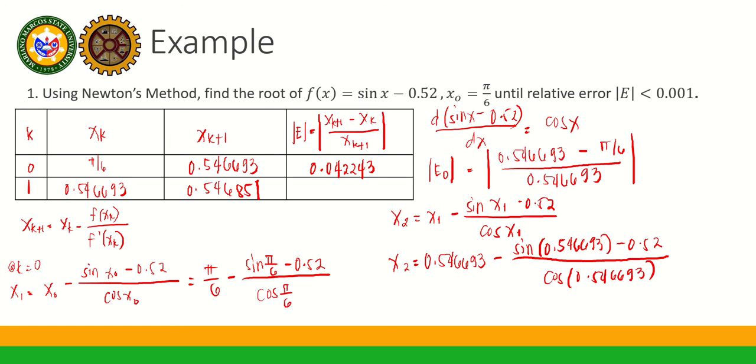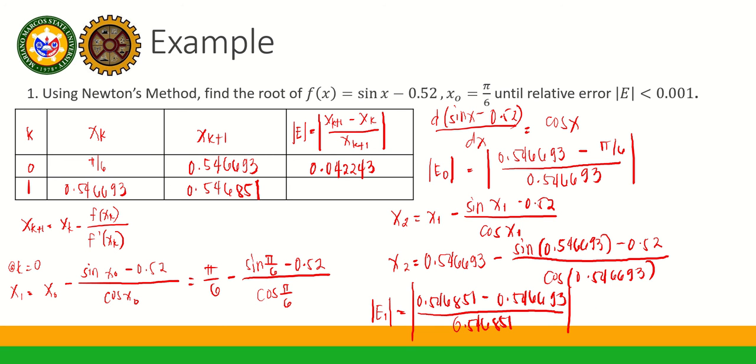0.546851. Now, for the relative error E sub 1, this is equal to, ayan, 0.546851 minus, ito si x sub k natin, 0.546693 all over 0.546851. So, by looking at the values, you can see na napakababa na talaga ng relative error niya.